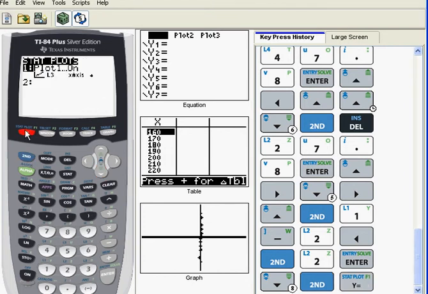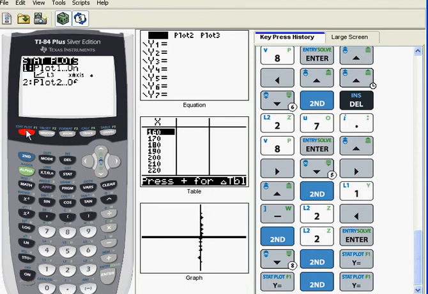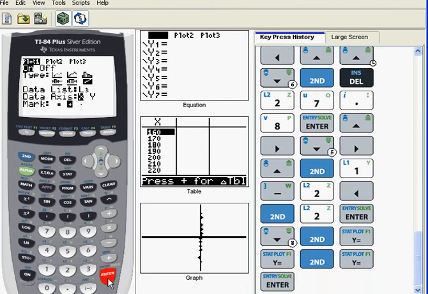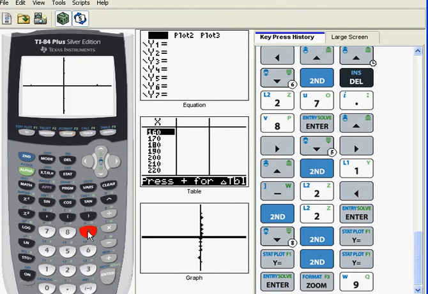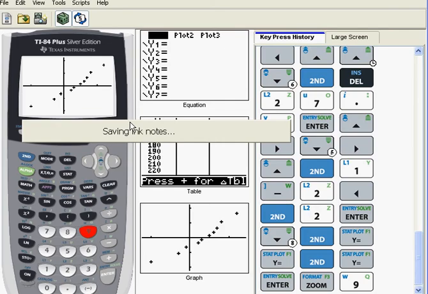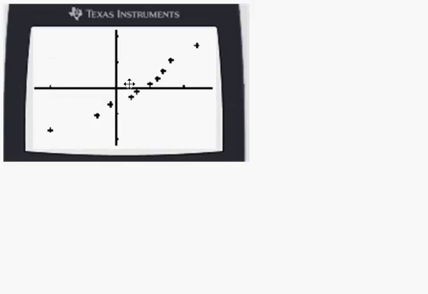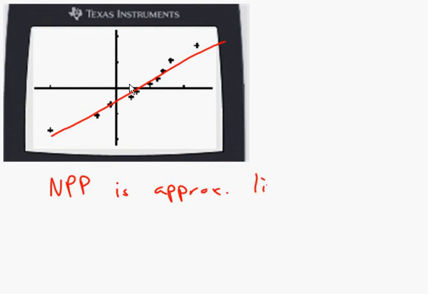So to do that, you do second stat plot, and second y equals. All right, so here we go. I already have the normal probability plot selected, so I'm going to go with that. I'm going to go zoom 9, and here we go. And this is promising because that graph looks pretty linear to me. So we can see you could draw a pretty straight line for it. So the normal probability plot is approximately linear, and that implies that our data are approximately normal. So that's a good thing.